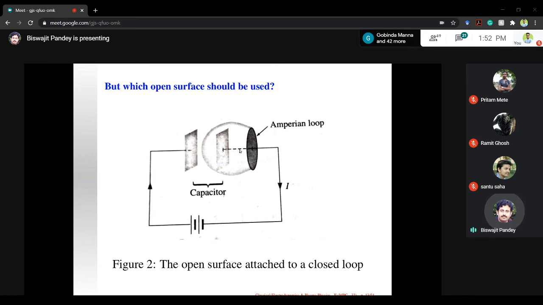Which surface? The law tells us that it can be any surface, and if you take any surface, we are getting ambiguous results. So that's why Maxwell thought that maybe there is nothing wrong, because you can choose any surface, that's fine, but maybe we are missing some terms in that equation which are not included in Ampere's law.